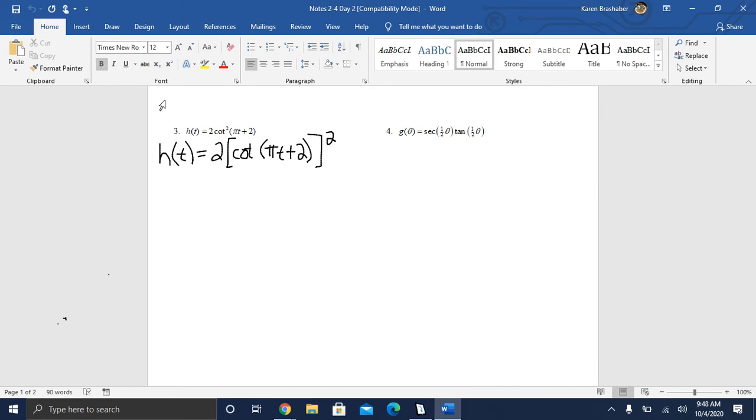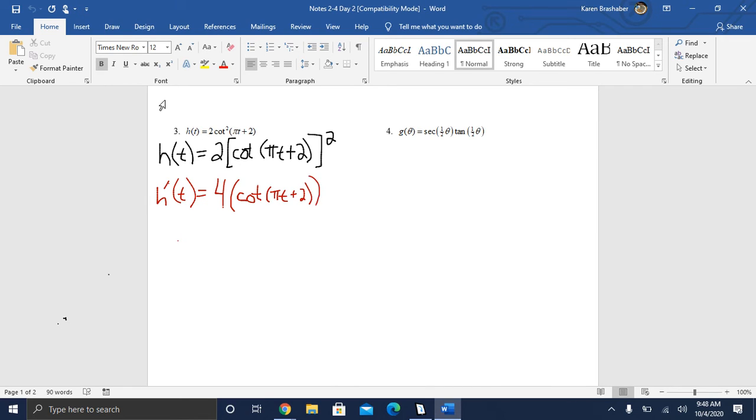So h prime of t would equal, we want to bring the 2 from the exponent and multiply it to the 2 coefficient. So that would be 4. We want to keep the inside. So that would be the cotangent of pi t plus 2.